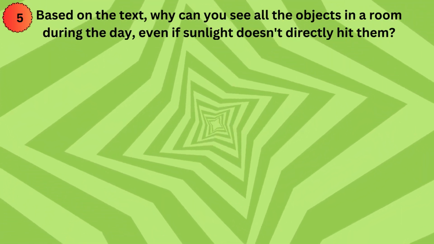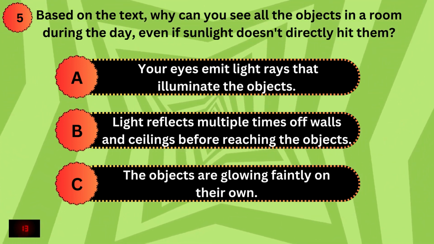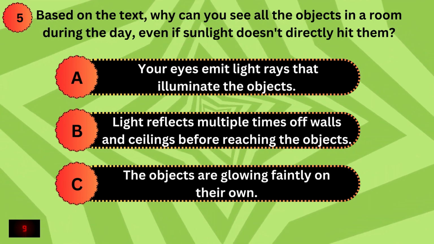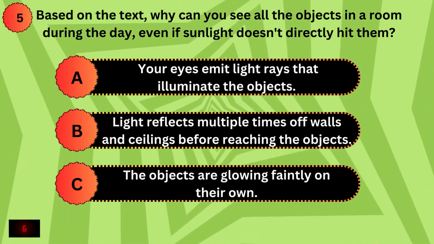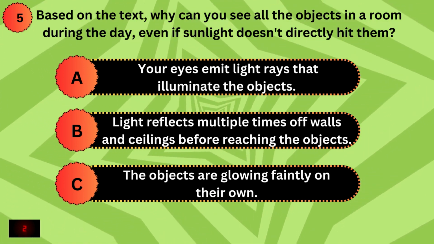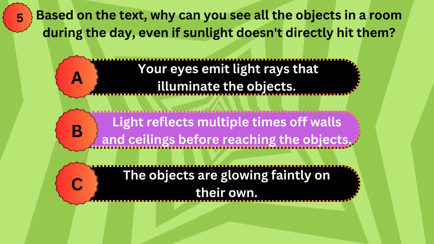Based on the text, why can you see all the objects in a room during the day, even if sunlight doesn't directly hit them? A. Your eyes emit light rays that illuminate the objects. B. Light reflects multiple times off walls and ceilings before reaching the objects. C. The objects are glowing faintly on their own.